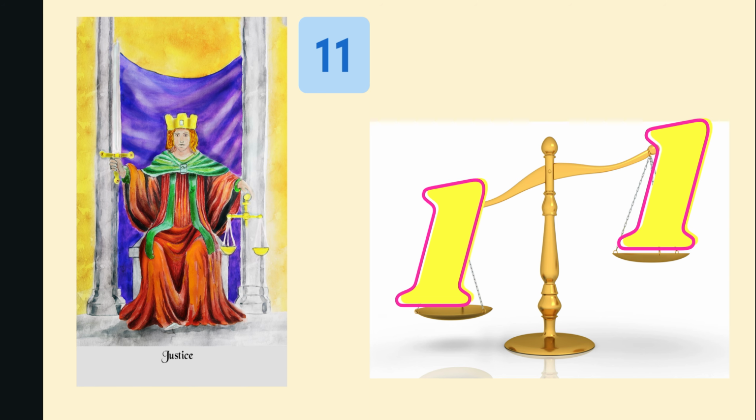Now 11, think of justice scales and 2 big number 1s on both sides of the scales. The number 1s are not exactly even.